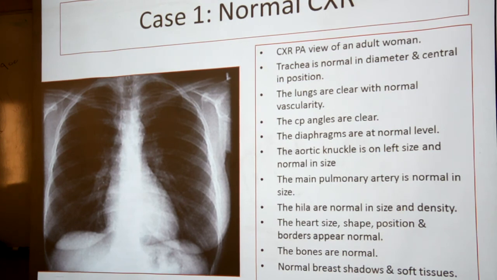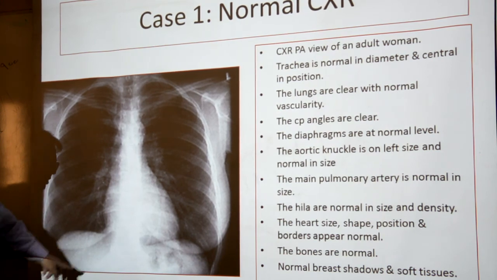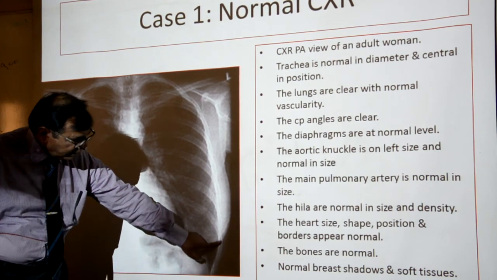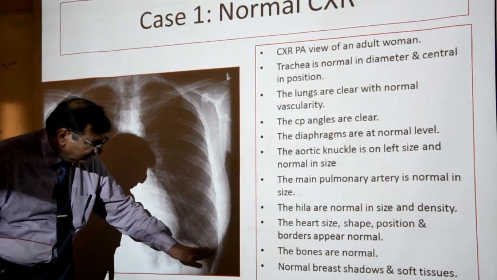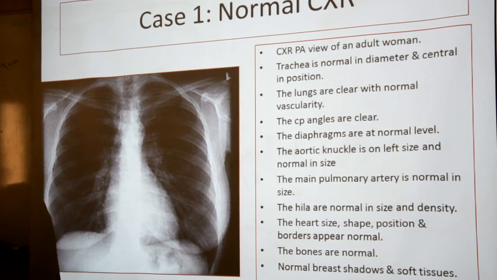What is the costophrenic angle? Where is the costophrenic angle? This is called the costophrenic angle. Normally it is sharp. If there is an effusion or thickening, it would be blunted. Okay? Any other question?